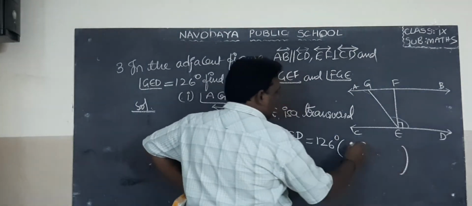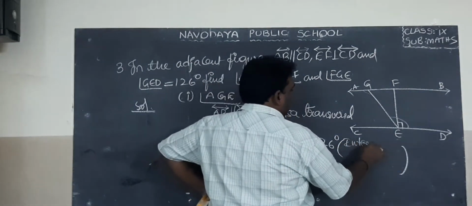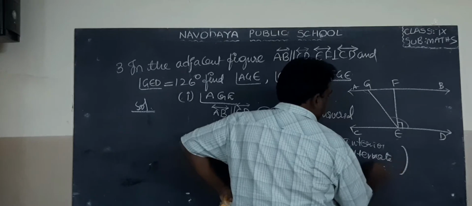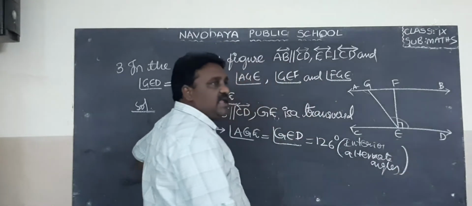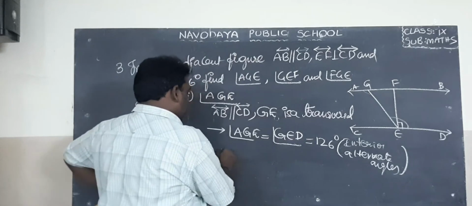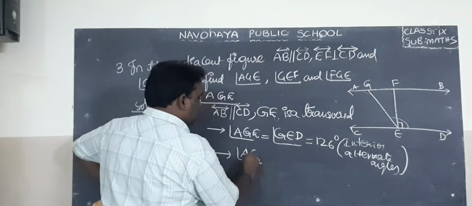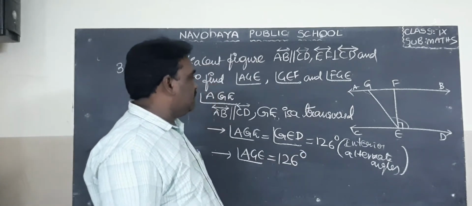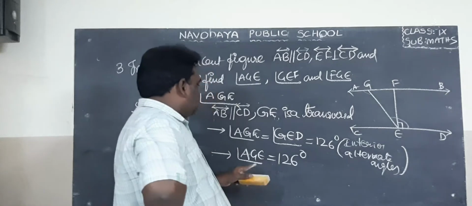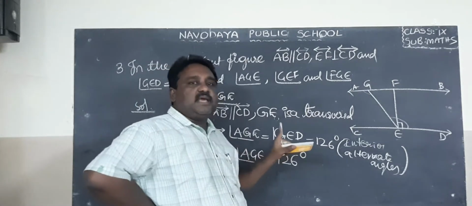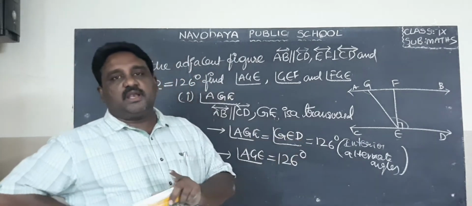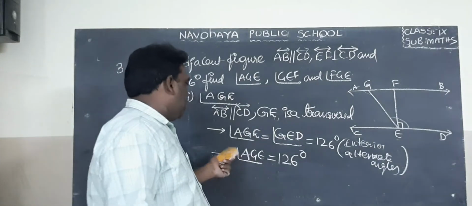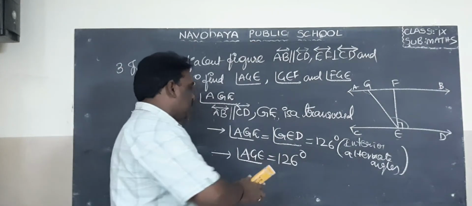In bracket, why they are equal? Interior alternate angles. So they are equal. Implies angle AGE equal to 126 degrees. First one completed. Okay? So first one is what? Angle AGE, angle GED, both are equal. Why they are equal? Because they are interior alternate angles. Therefore, angle AGE equal to 126 degrees.